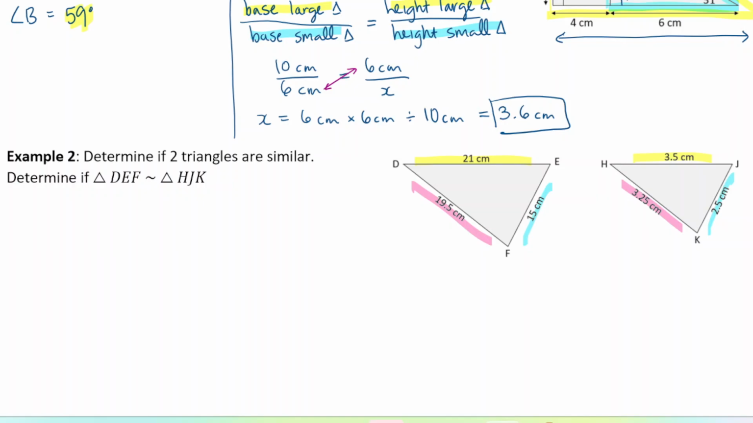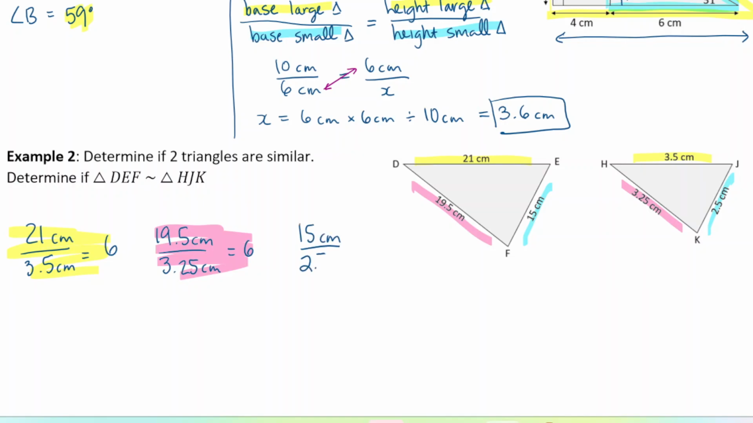So let's start with the yellow ones. 21 centimeters divided by 3.5 centimeters. We see we get 6. Okay, let's do the pink sides. 19.5 divided by 3.25. We also get 6. Okay, so far so good, looking like it might be similar. And then lastly, 15 centimeters in blue divided by 2.5 centimeters.